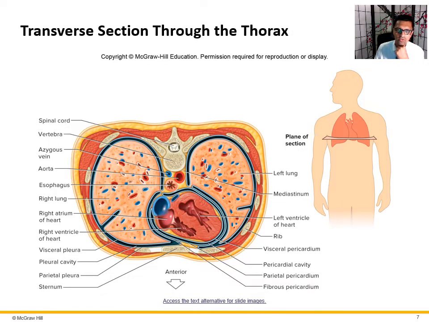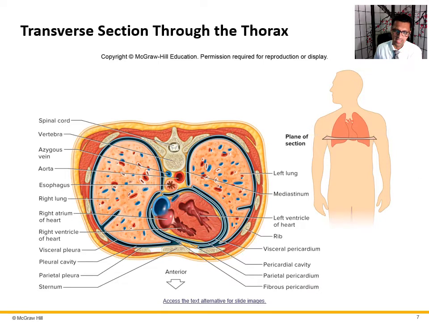So if you look at the transverse section, which is this way, okay, you can see this. Here's the left lung, here's the right lung. When we go into the respiratory system, we'll talk about the different lobes in the right lung versus the left. The right has 3 lobes, the left has 2 lobes. Here's the spinal cord, here's the vertebrae, here's your aorta, and here is your azygous vein.